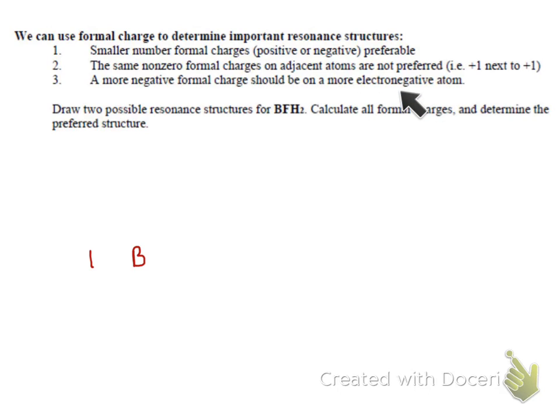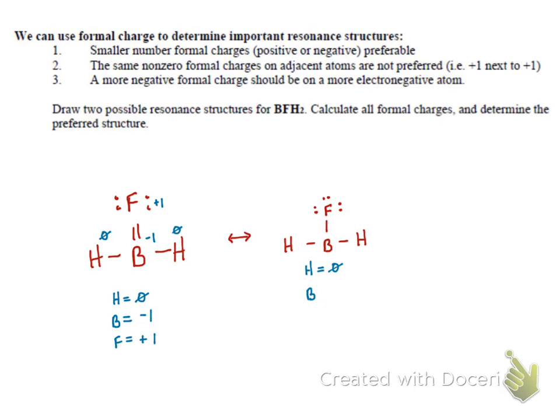So we're going to draw the two possible resonance structures for BFH2 and figure out the formal charges in both structures. So in the structure on the left, which puts a double bond between fluorine and boron, we've got a +1 on fluorine and a -1 on boron. The one on the right, which violates the octet rule, but boron actually can do that, they have all 0 formal charges. So the one on the right is better for formal charges because everything is 0 and it's more stable.